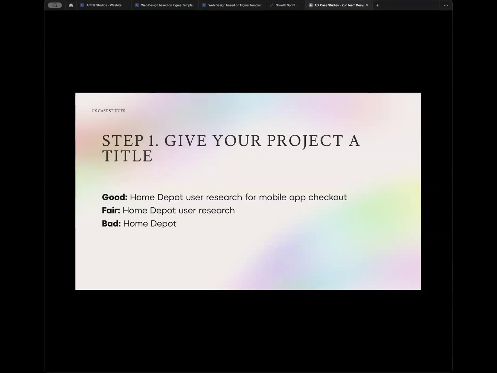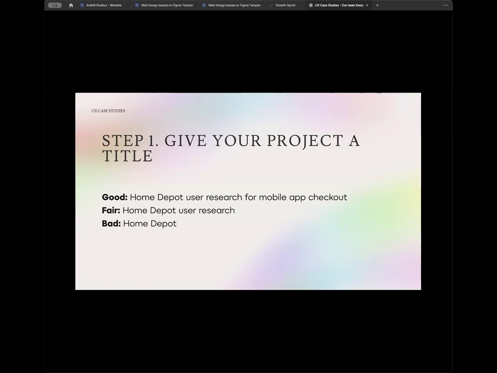The first step is to give your project a title. Now, excuse me, the big mistake that plenty of people make is that they don't title their projects, or they don't title their case studies properly. Strong titles can either make or break your project. And I gave an example here. Imagine a designer wanting to write a case study, and then their title is Home Depot, or fintech websites, or fintech app, or education app. I mean, what is that? Right? Like that doesn't work.